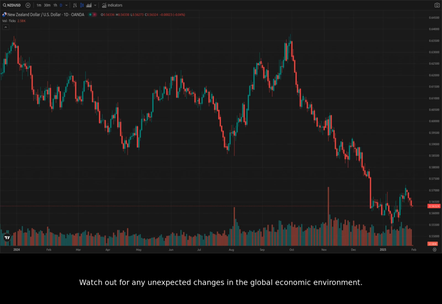Watch out for any unexpected changes in the global economic environment. Increased volatility could create both profitable and risky short-term trades.